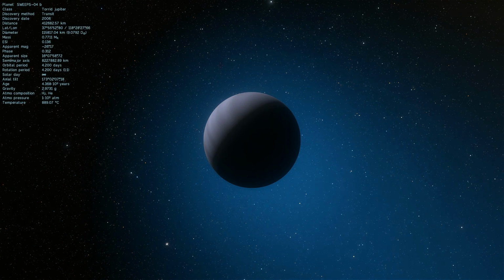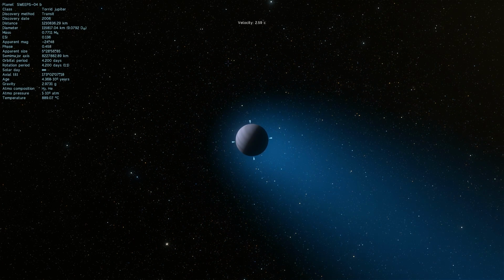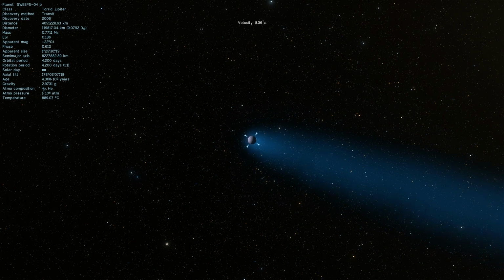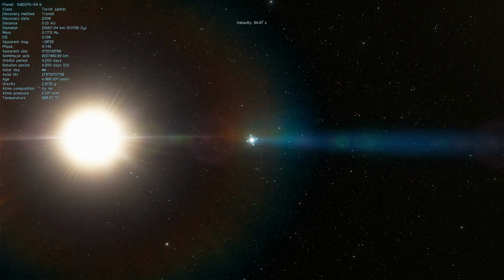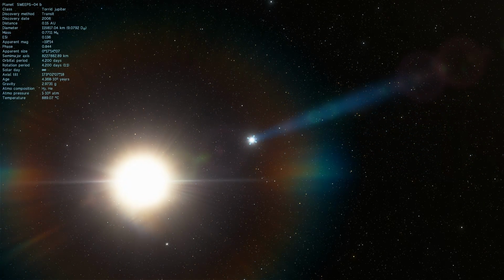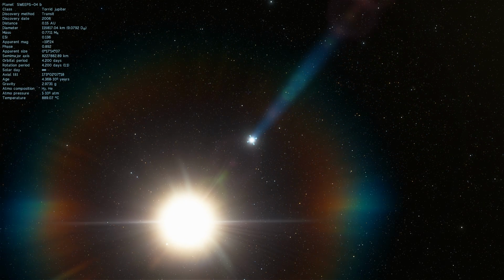And basically here, it takes about 4 days to orbit around its parent star at a distance of about 0.05 astronomical units, or about 5% of the distance of Earth from the Sun.